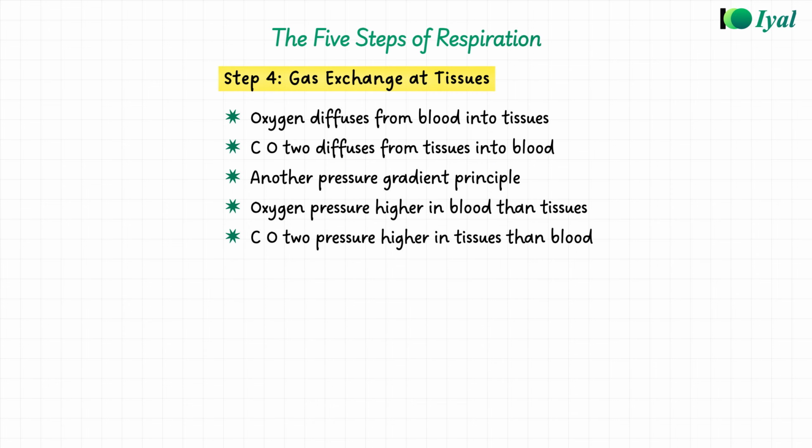Step 4. Diffusion at tissues. When oxygenated blood reaches the tissues, oxygen diffuses from blood into the tissue cells. Why? Because oxygen pressure is higher in blood than in tissue. At the same time, carbon dioxide which has accumulated in the tissues diffuses into the blood. Why? Because carbon dioxide pressure is higher in tissues. Again, it is pressure gradient doing the work.